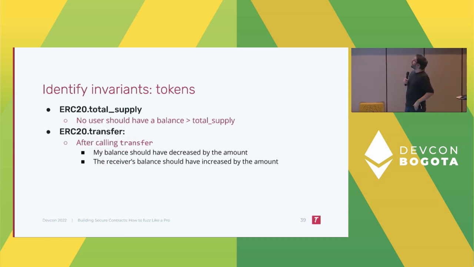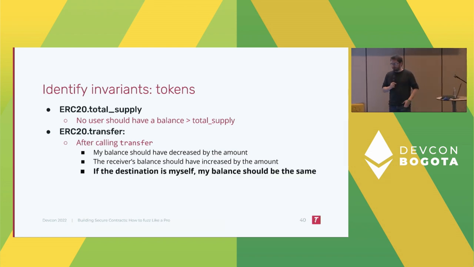For a token, we already talked about the first one: no user should have a balance above total supply. Let's say you want to look at the transfer function. And let's think, transfer function, what does it do? I'm transferring token to someone. So at the end, my balance should have decreased by the amount, and the receiver should see its balance increase by the amount. And let's say you try to write something like that. What you might quickly realize is: what happens if the destination is myself? If I transfer token to myself, my balance is not going to increase or decrease, right, hopefully. So this is an example where you might try to define an invariant on transfer. It might seem simple.